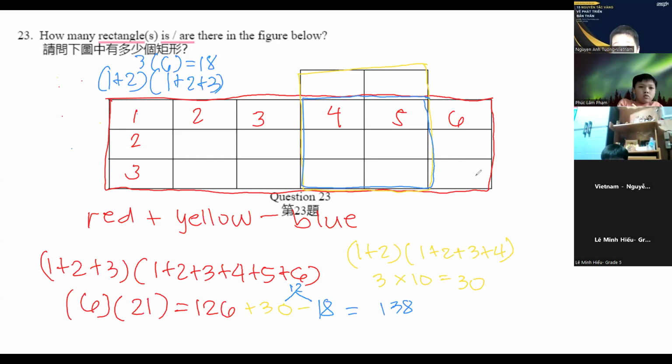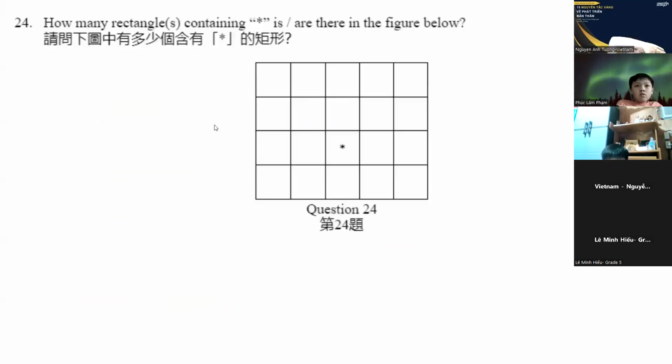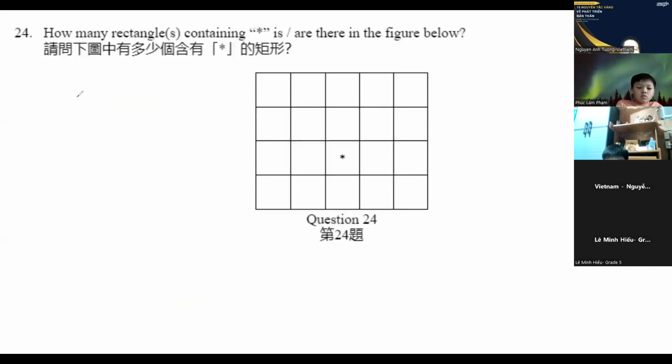Are there questions for number 23? No, sir. Okay. Very good. So I think we can move on to number 24. For number 24, how many rectangles containing asterisks are there in the figure below? Are there any questions?